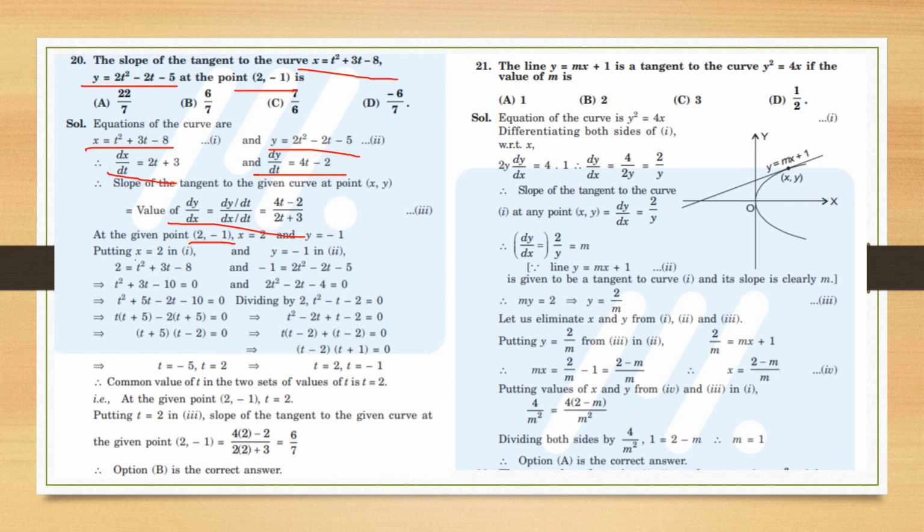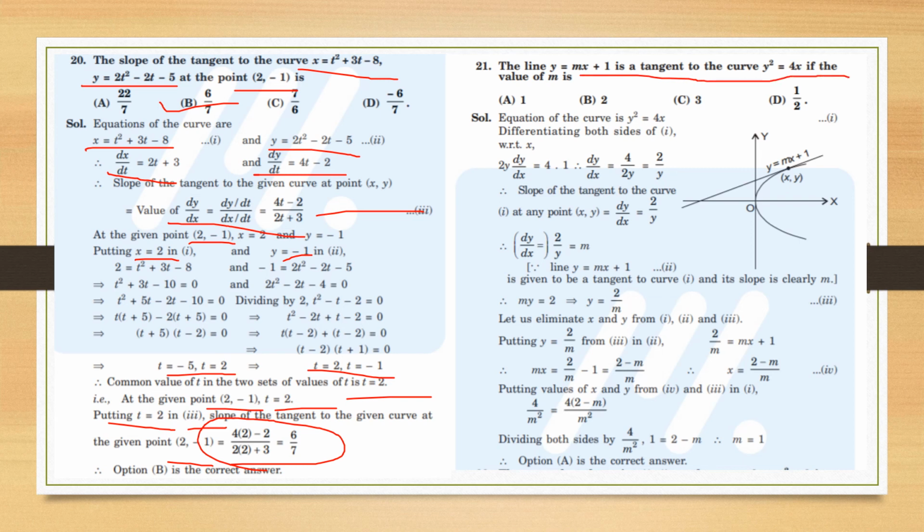So I'll put first x equal to 2 here, and I'll get t. When I put y as minus 1 in this equation, I'll get t. So the common value of t will be t equal to 2. So at the given point 2, minus 1, t is 2. Putting t equal to 2 in equation 3, at the point 2, minus 1, my slope will be 6 by 7, which is option number B. The line y equal to mx plus 1 is tangent to the curve if the value of m is.